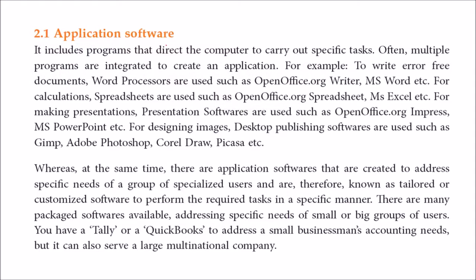What are these application software? You want to carry out a certain task. It may be specific to you, it may be specific to some people. For that, we need some application software to solve your problem or to computerize your work. For example, you can have a word processor, like OpenOffice or MS Word. For calculations, you can have a spreadsheet like the OpenOffice spreadsheet or MS Excel. For presentation, you can have Impress or PowerPoint.